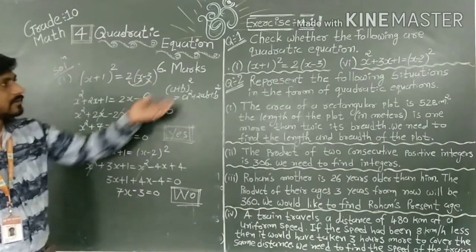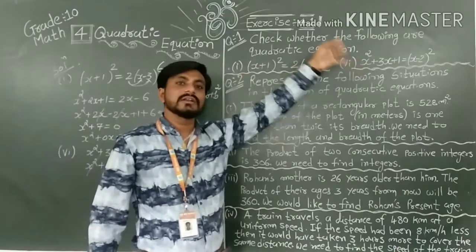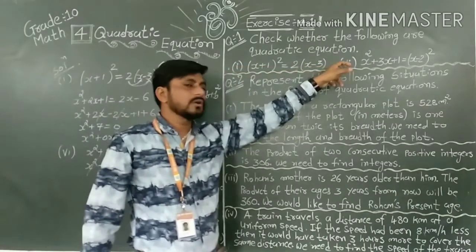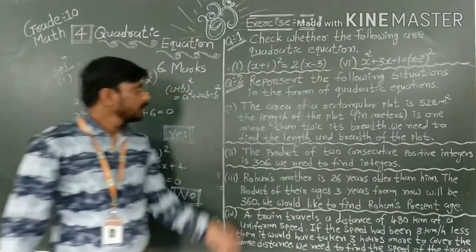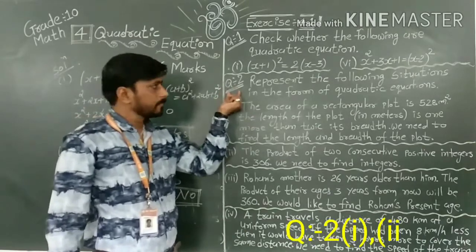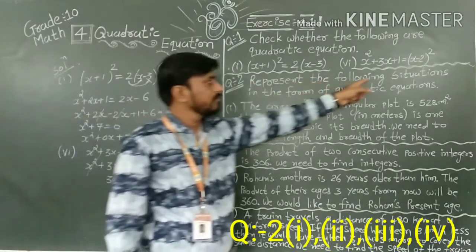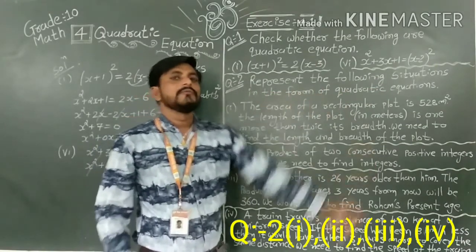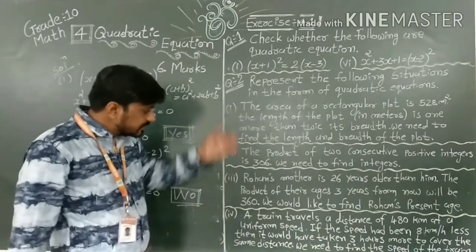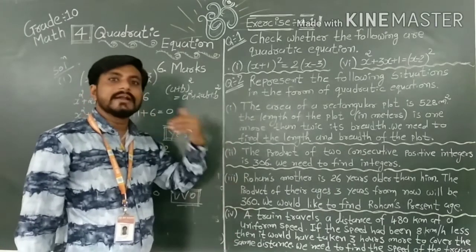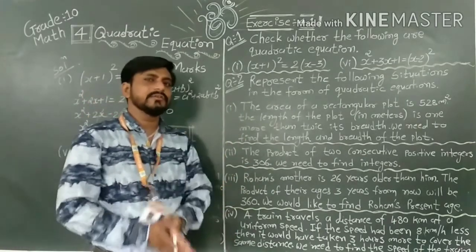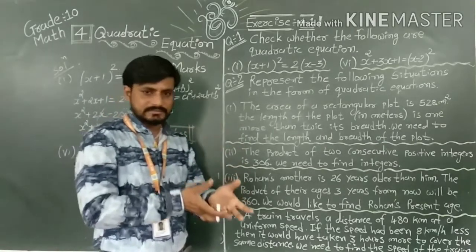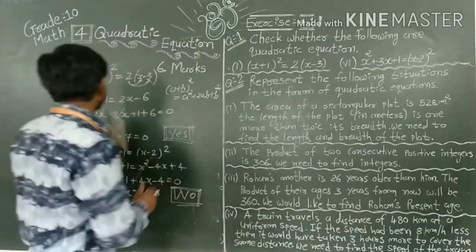We have to check which one is a quadratic equation and which one is not. Now look, what is question number 2? Represent the following situation in the form of a quadratic equation. We want to represent this problem as a quadratic equation. That means we want to convert this situation into the form of an equation. Look here, what happened?